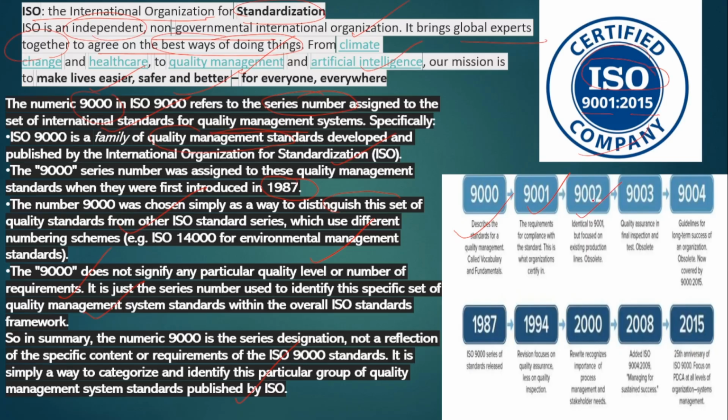And ISO 9002 and ISO 9003 previously focused on specific aspects of quality, that is production lines and final inspections, but these are now obsolete. What do you mean by obsolete? Many of the earlier standards in the ISO 9000 series, such as ISO 9002, ISO 9003 and some parts of ISO 9004, are now obsolete. Over time, these standards were merged, simplified or replaced with the updates to ISO 9001.